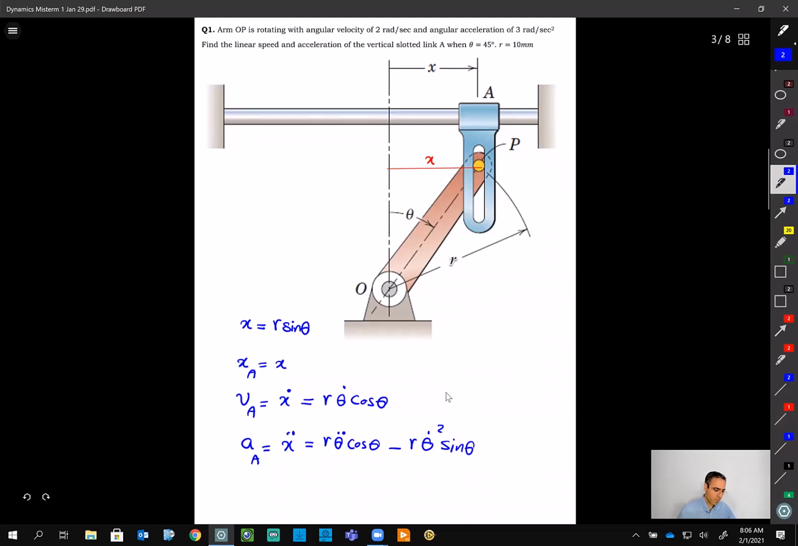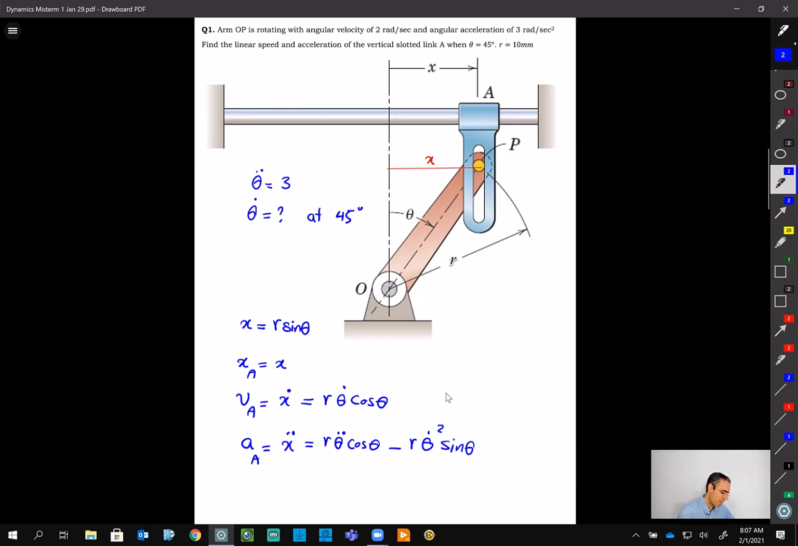So we have theta double dot, right? The question gave it to us. It is 3. But we don't know theta dot at 45 degrees. But we have a nice formula with which we can figure it out, all right?